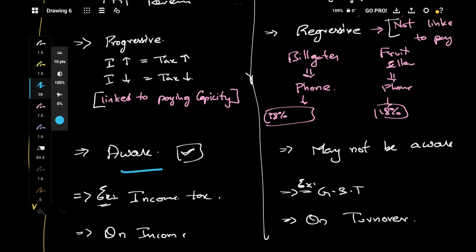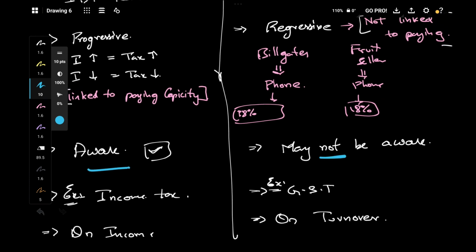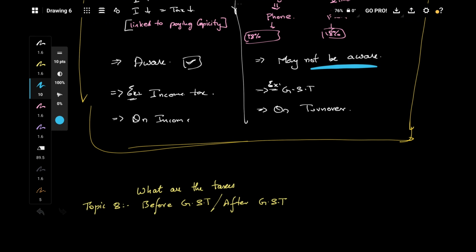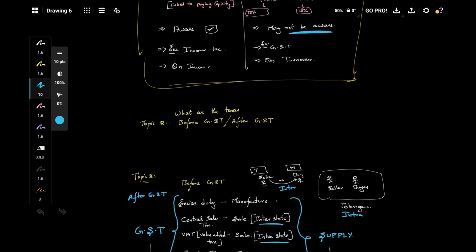The person paying the direct tax is aware of the tax burden. The person paying the indirect tax may not be aware of the tax burden. Why? Because in case of indirect tax, they are not directly paying it to the government. Examples: income tax is a direct tax, on income; GST is on turnover. Yeah, that's it. Let's move to our topic 8.